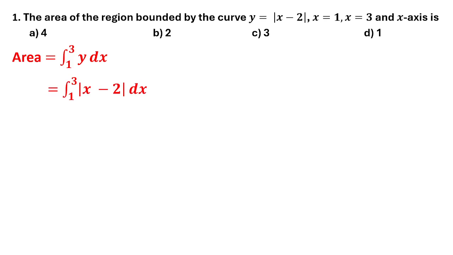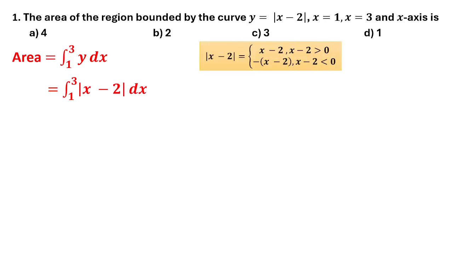But modulus has a property. It is negative for the value inside the mod less than 0 and it will be positive for the value inside the mod greater than 0. But this is the mod x minus 2 value. It is x minus 2 for x minus 2 greater than 0 and minus of x minus 2 for x minus 2 less than 0. What is the meaning of it? X minus 2 for x greater than 2 and minus of x minus 2 for x less than 2.